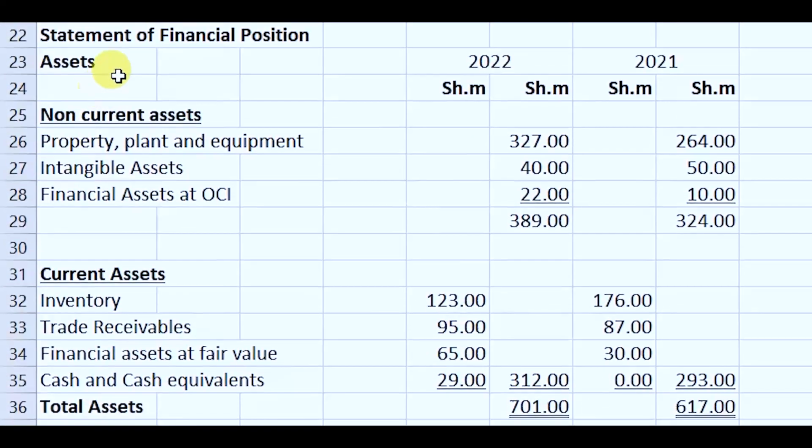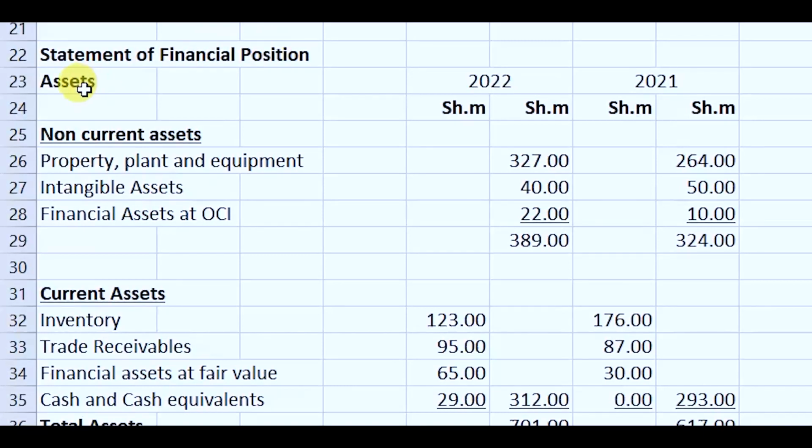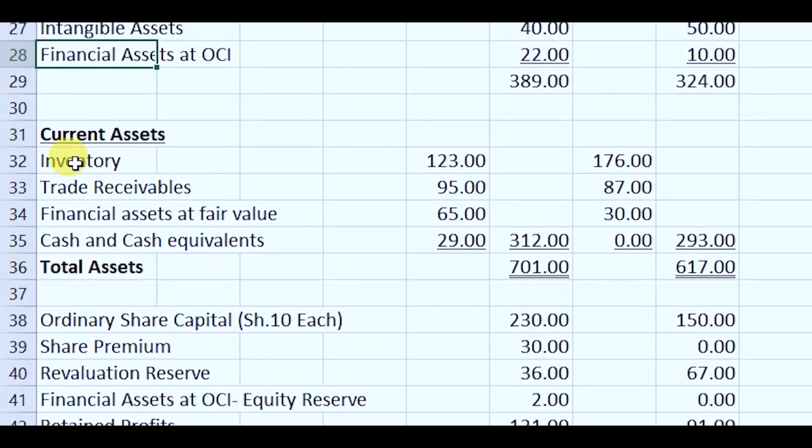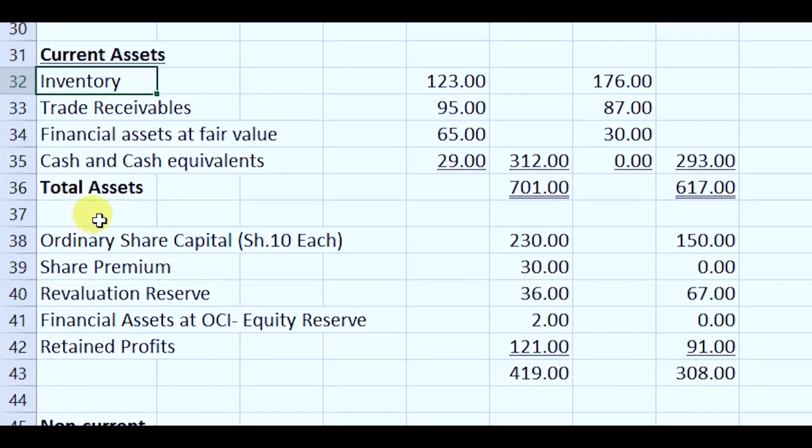You're also given an extract of the statement of financial position, the assets being as follows: the non-current assets, property, plant and equipment, PPE, intangible assets, financial assets at OCI, then the current assets: inventory, trade receivables, financial asset at fair value, cash and cash equivalents. You're given the total assets.